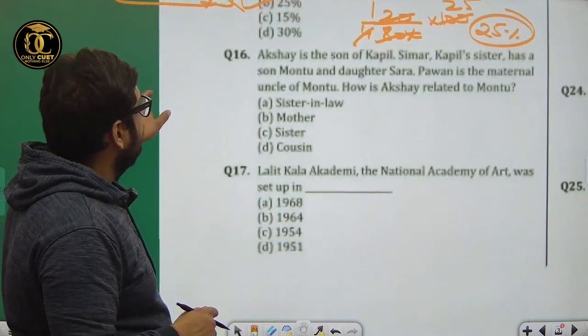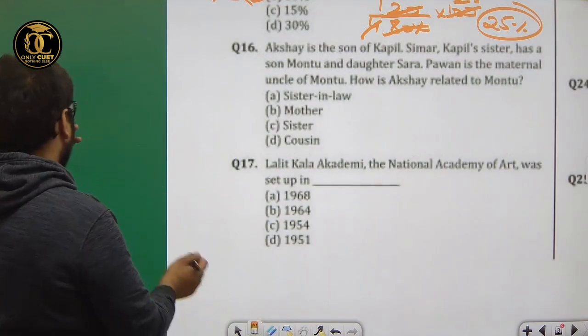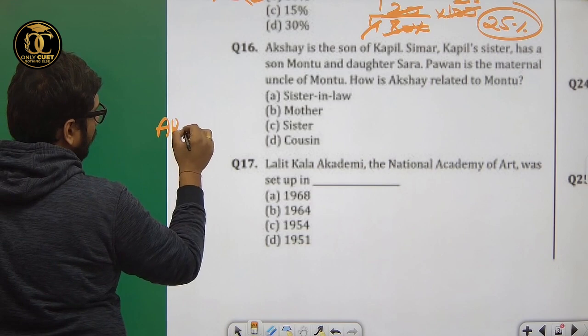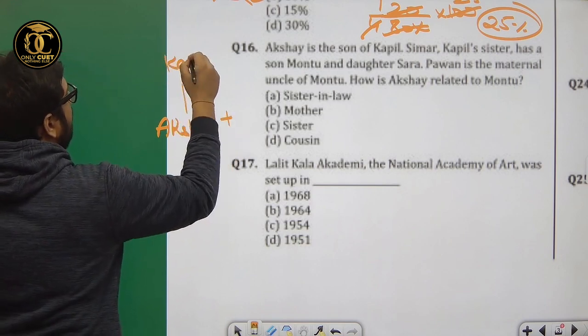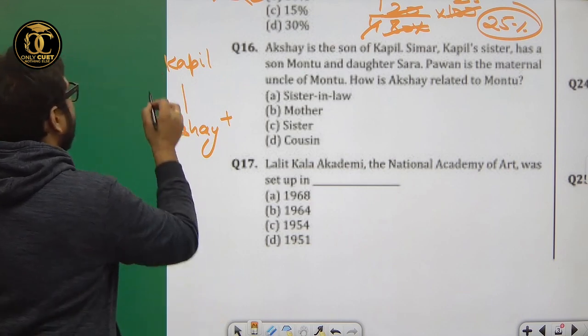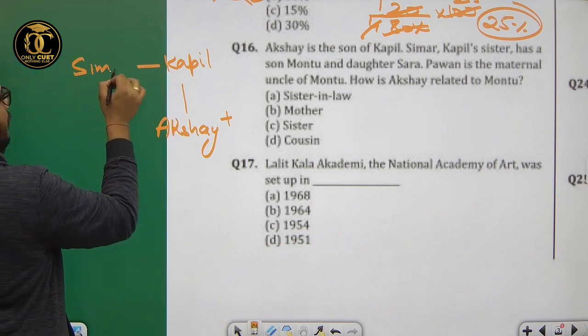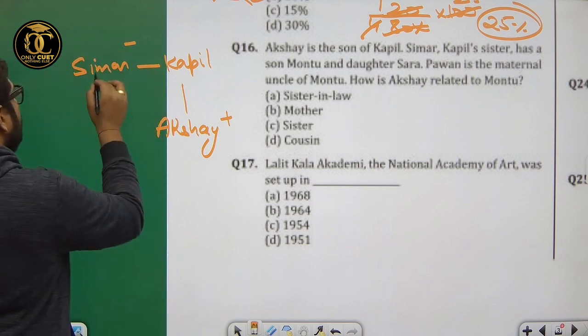Question number 16. Akshay is the son of Kapil. Plus sign shows male member. Simar, Kapil's sister. Who is Simar? She is Kapil's sister. She has a son Montu.